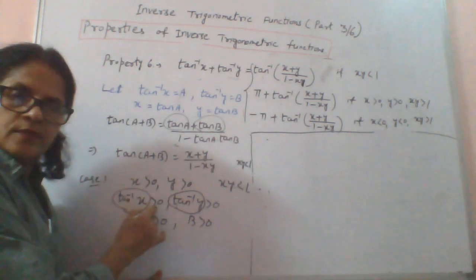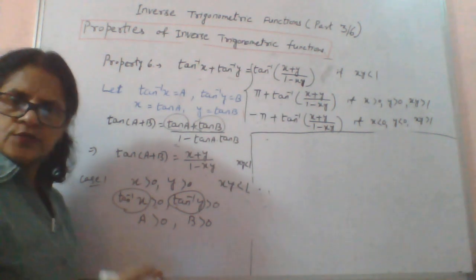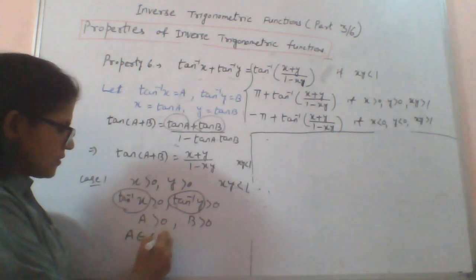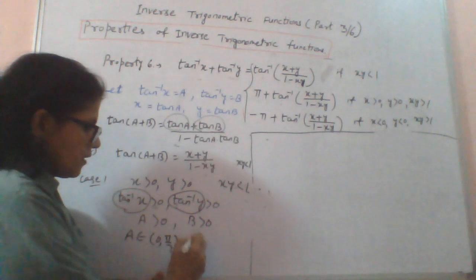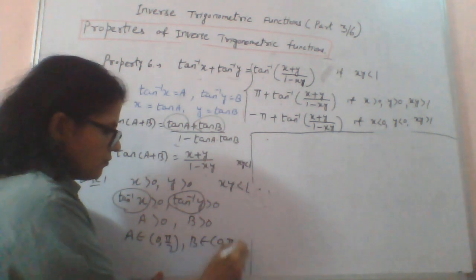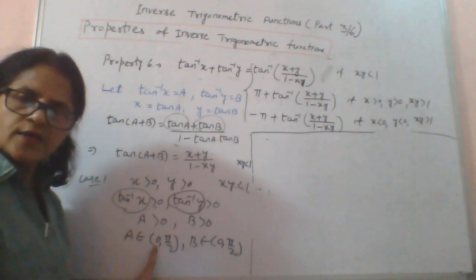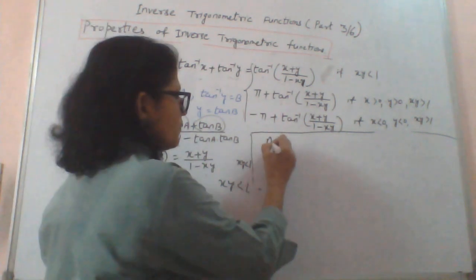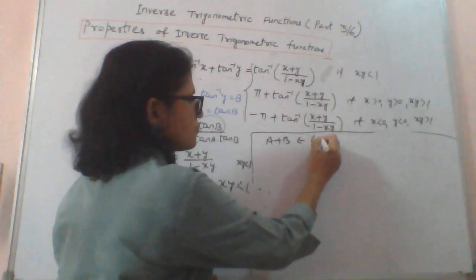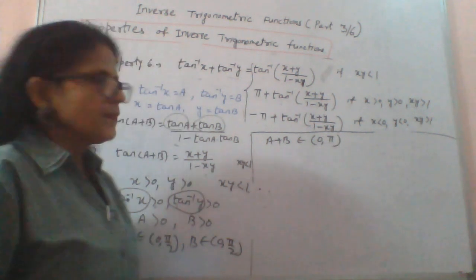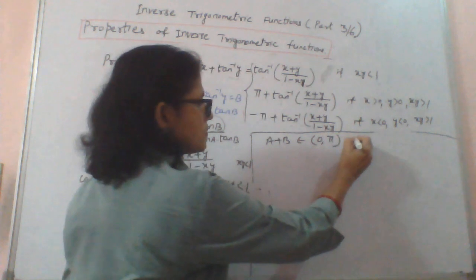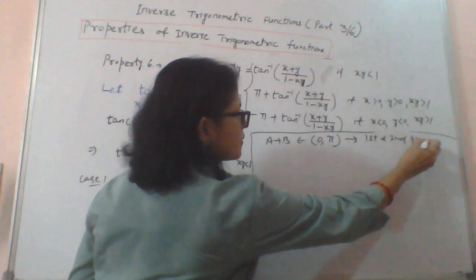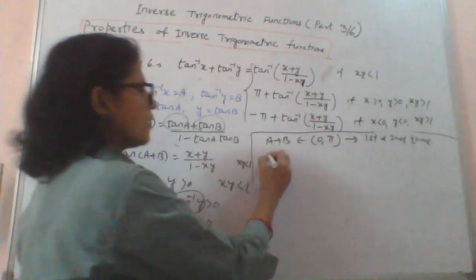But since a and b are positive, the subinterval minus pi by 2 to 0 cannot be taken. It means a belongs to (0, pi by 2) and b belongs to (0, pi by 2), so 0 less than a less than pi by 2 and 0 less than b less than pi by 2. So a plus b belongs to (0, pi). Now, a plus b belongs to (0, pi) means this covers the first and second quadrant.